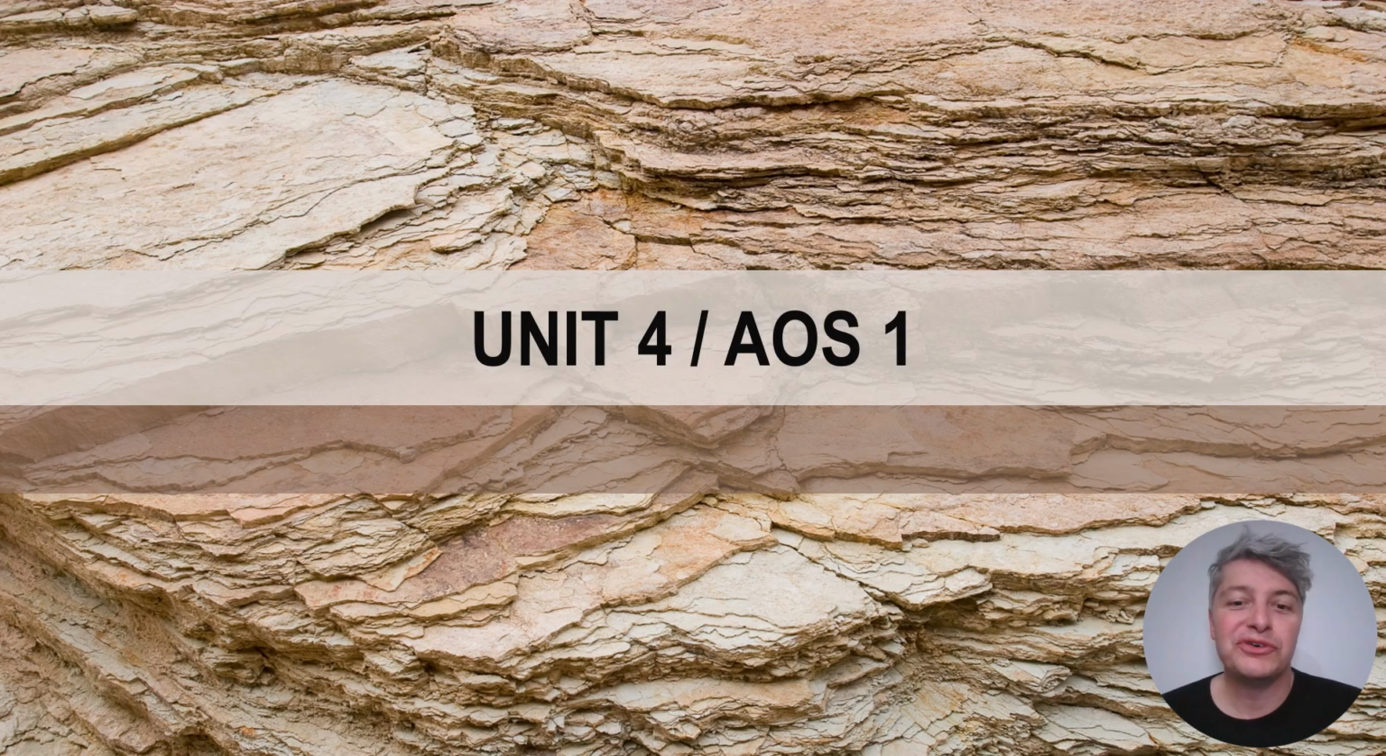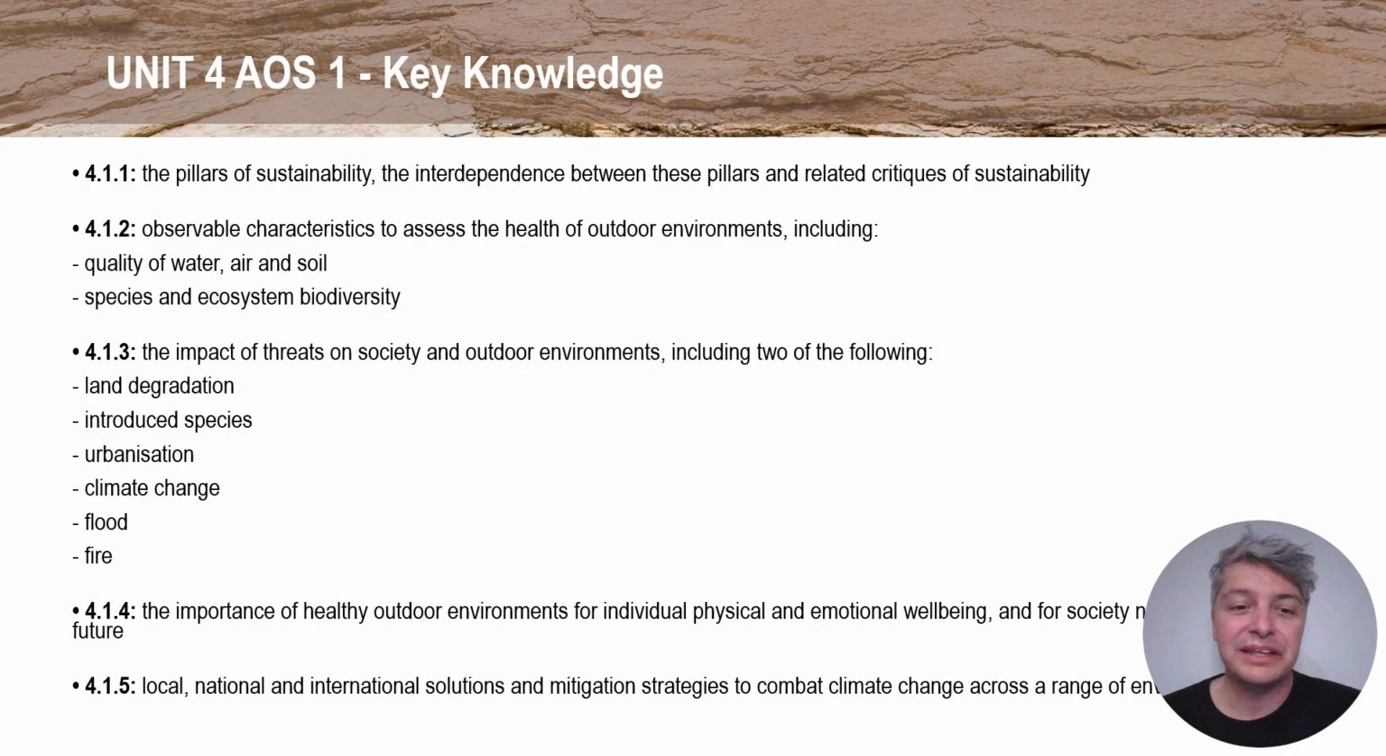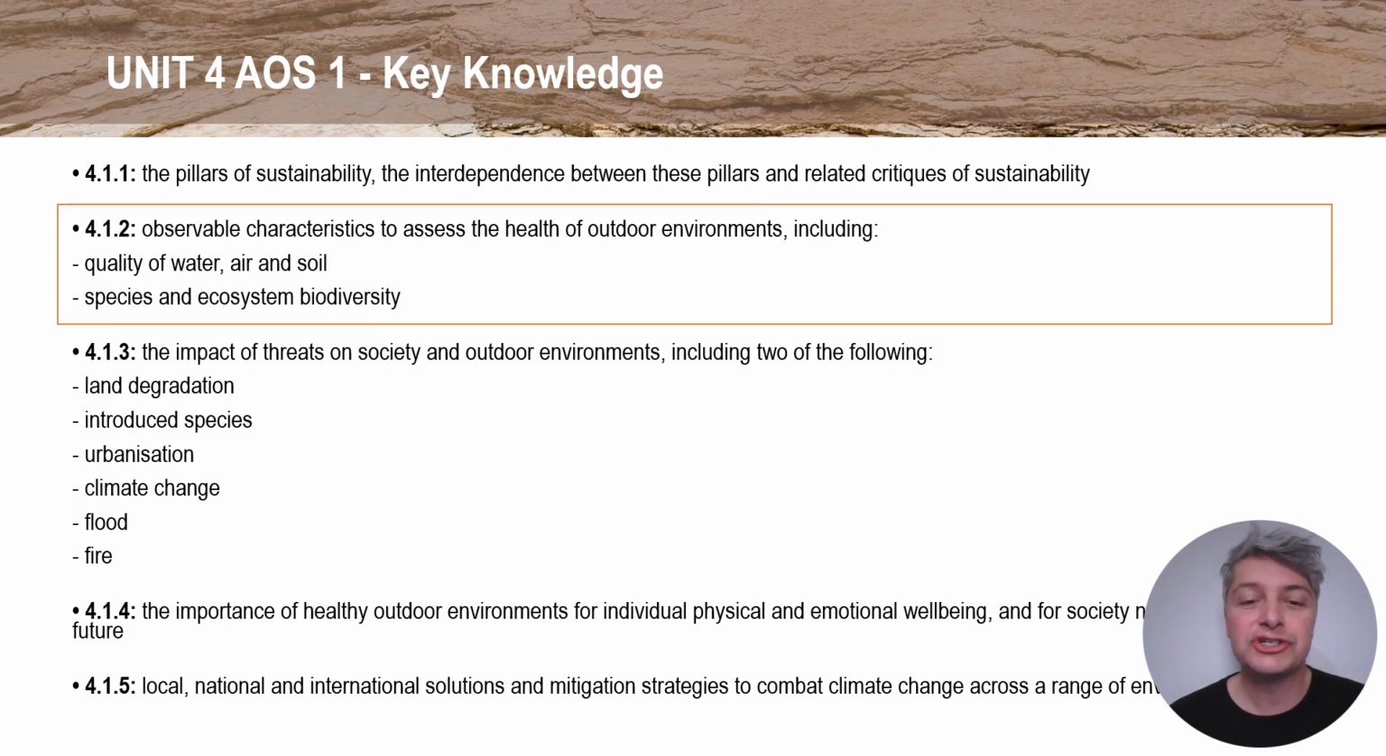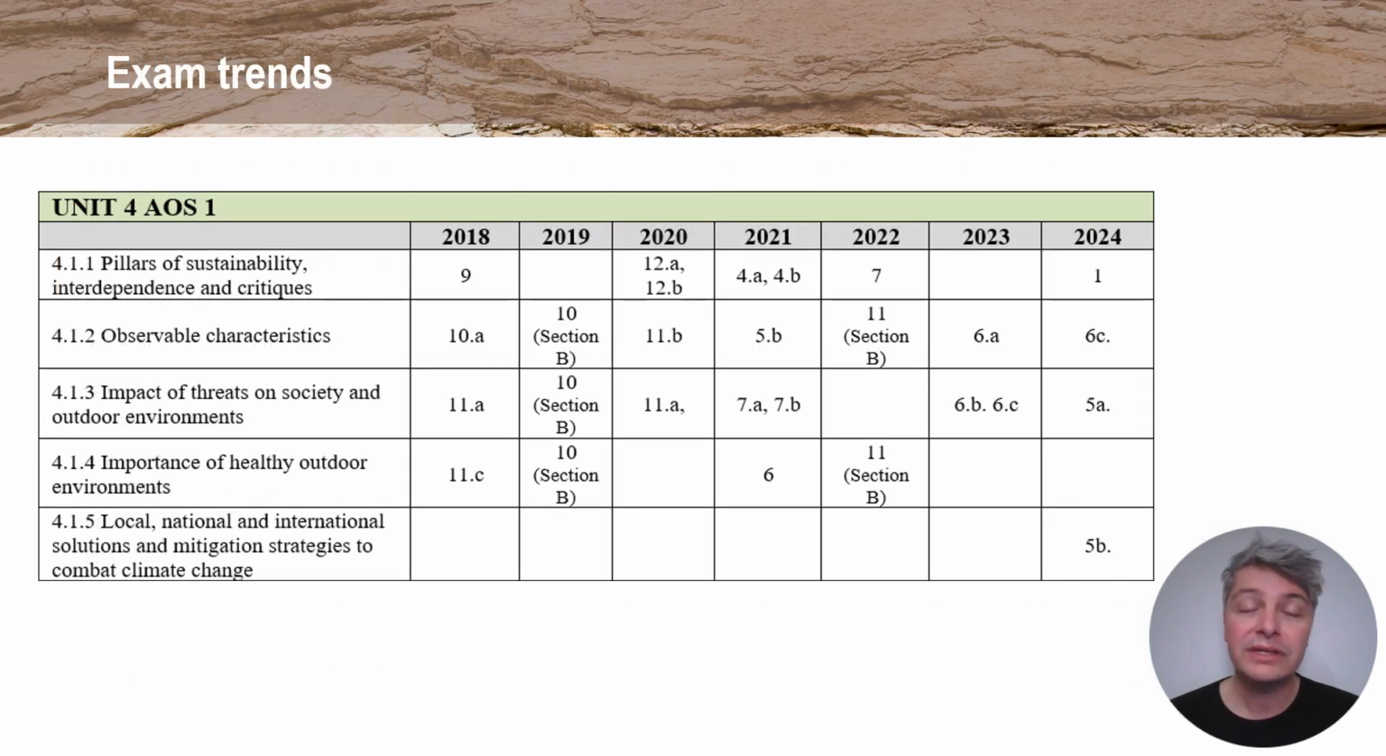Let's keep moving through Unit 4, Outcome 1. And in this video, we're going to look at this second key knowledge dot point here. So we're going to be looking at these observable characteristics that we can use to assess the health of any outdoor environment. If we look at past exam questions here, we can see that it's a really common feature on exams, and you have lots of opportunities to go back and practice there.